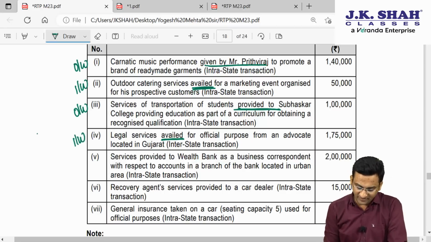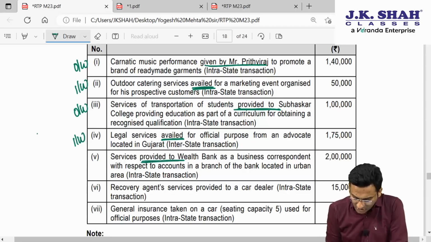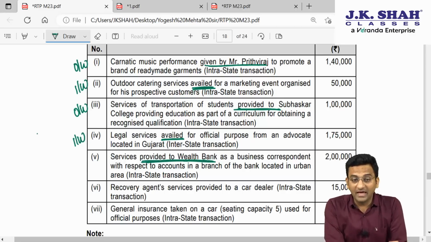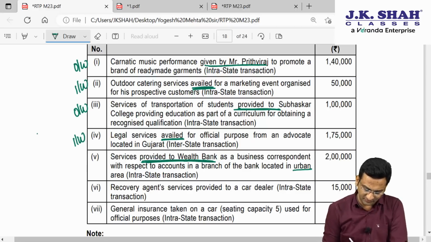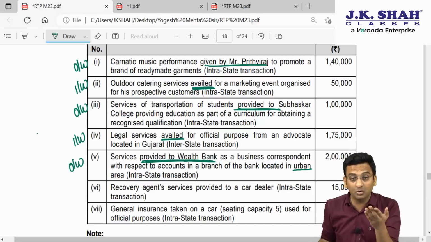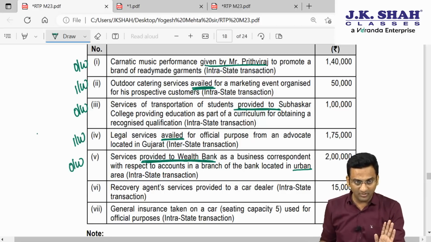And then services provided to Wealth Bank as a business correspondent with respect to the accounts in a branch of the bank located in the urban area, and the transaction is an intrastate transaction. So again, this is outward supply. Services provided to Wealth Bank, so this is outward supply.